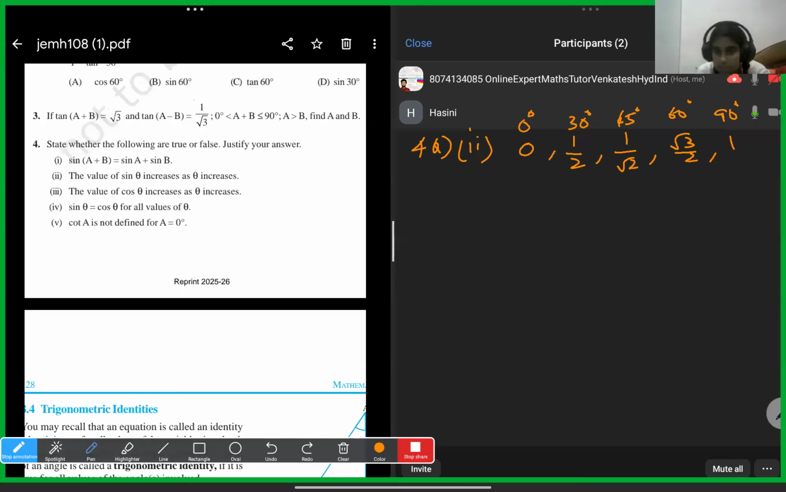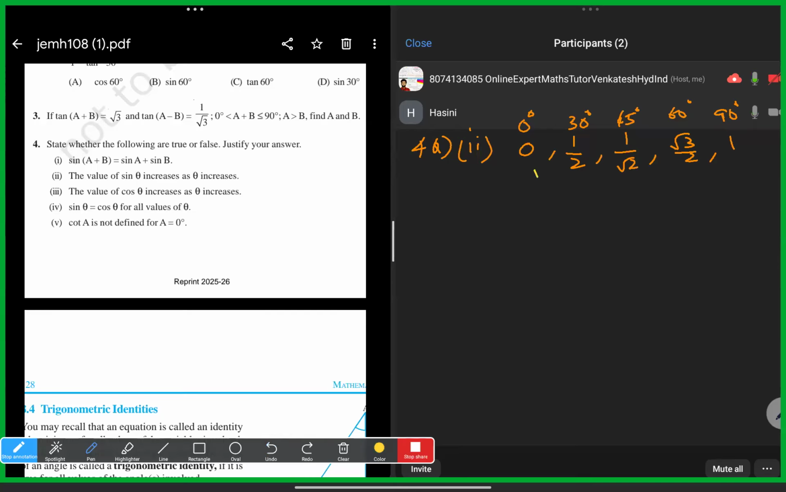Yes. So the value 1 by 2 is clearly more than 0. And the 1 by root 2 value, if you check it in a calculator, Hasni, will be greater than 1 by 2. And the root 3 by 2 value will be more than 1 by root 2. And finally, 1 will be more than root 3 by 2.